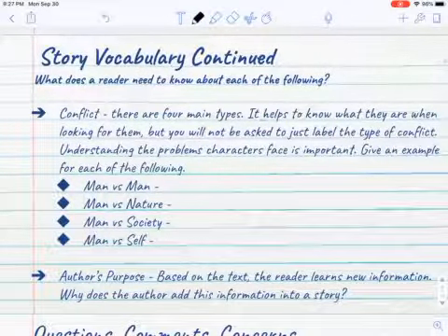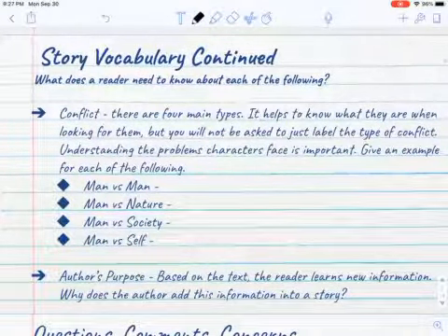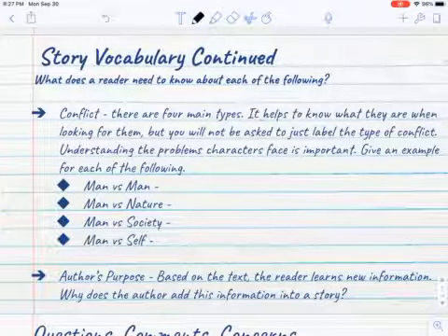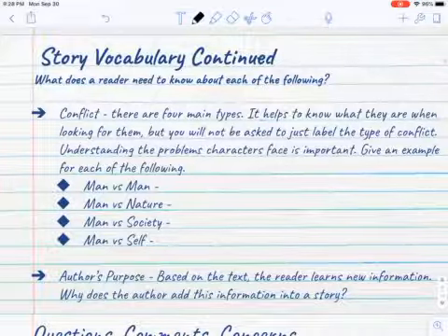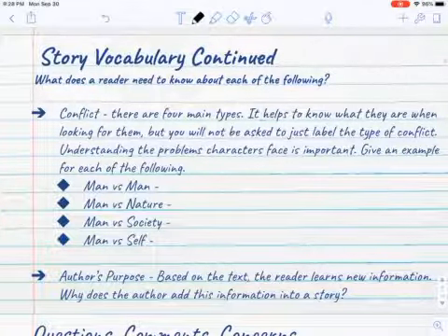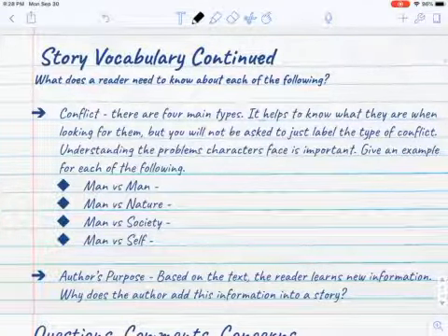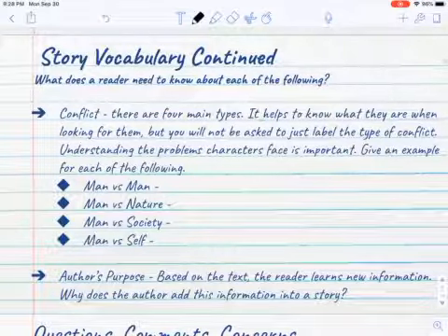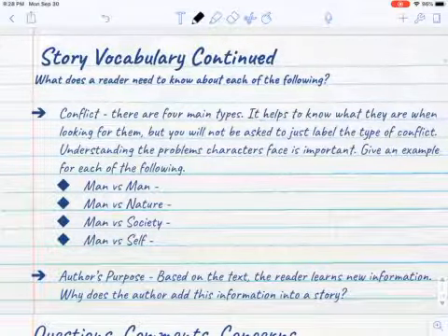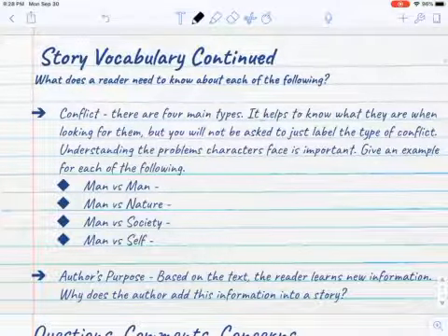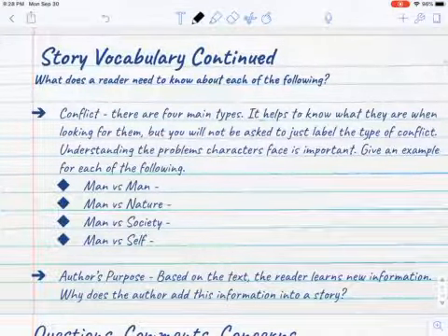Conflict does have the 4 different types. It's not that you're going to have to identify the type of conflict in your test on Friday, but it will help you to know these types of conflict when looking at the types of problems that are going to occur. If you figure out the type of conflicts that exist, you'll know better what to look for when looking for the problems in your story.